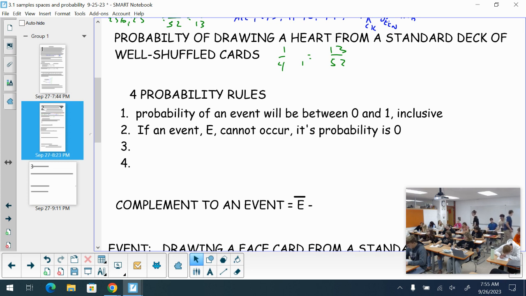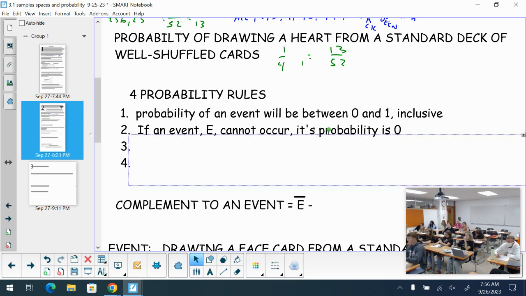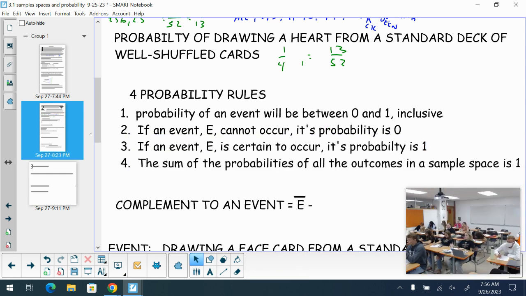It's on Screencastify, you'll be able to pick up the rest of it. If an event E cannot occur, probability is 0. If an event is certain to occur, its probability is 1, which would translate to 100%. The sum of probabilities of all the outcomes in a sample space is equal to 1.